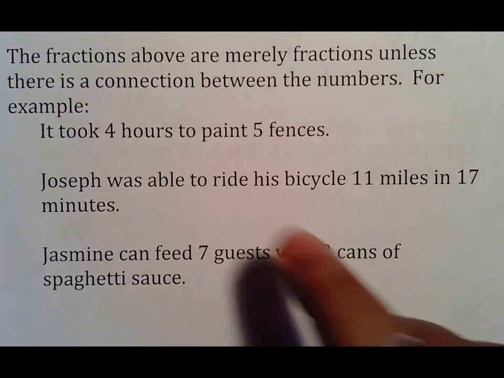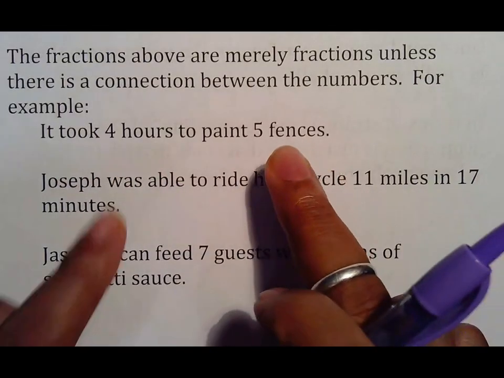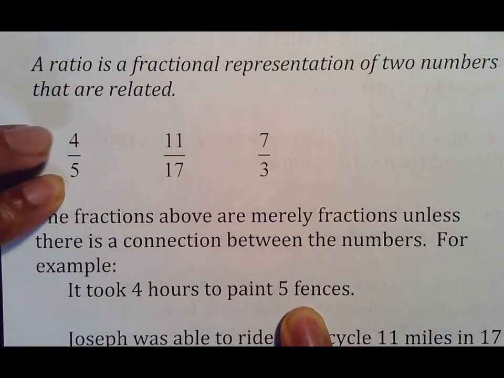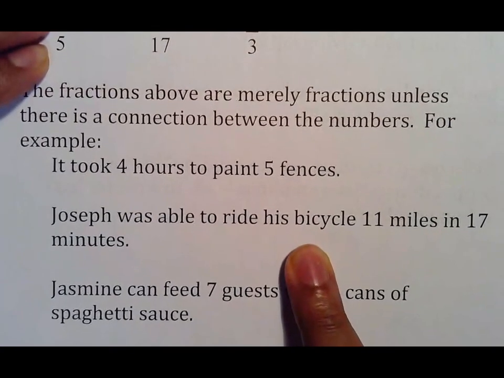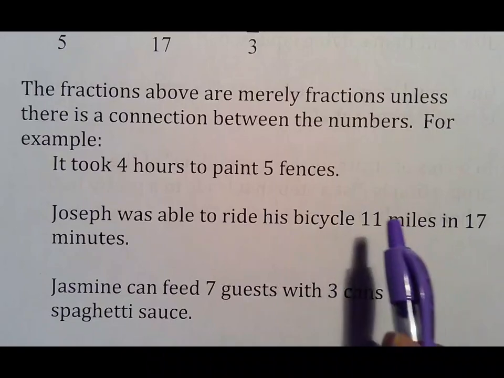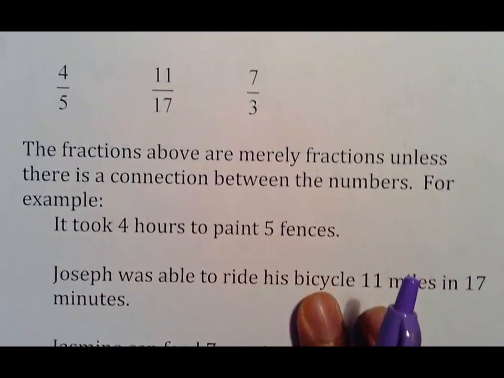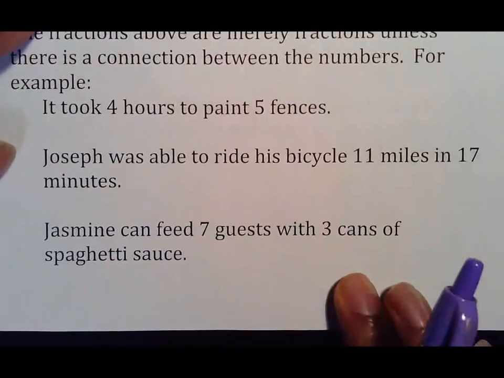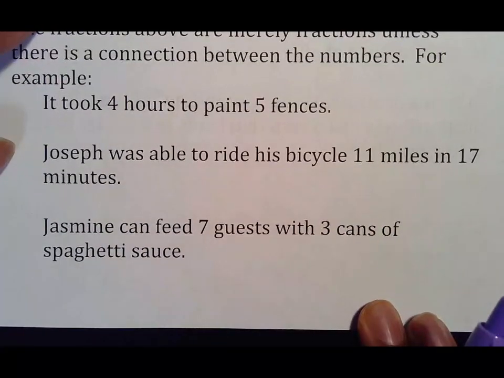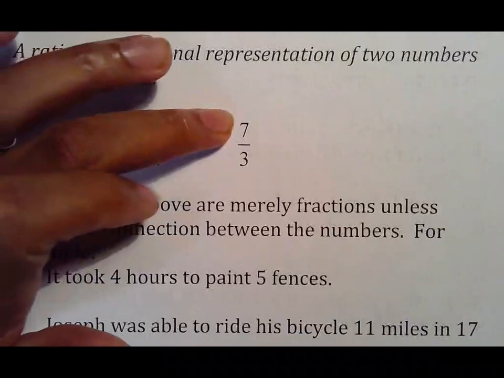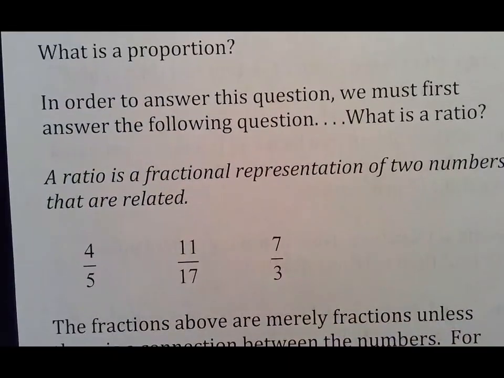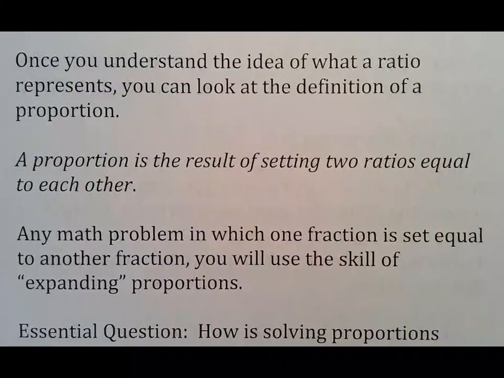For example, it took 4 hours to paint 5 fences. That could be represented as 4 hours to paint 5 fences. That is a ratio now. Joseph was able to ride his bicycle 11 miles in 17 minutes. So you can make a ratio out of that. Jasmine can feed 7 guests with 3 cans of spaghetti sauce. Again, you can make that into a ratio. So it's a fraction, but it's a fraction that has an actual connection in a problem.